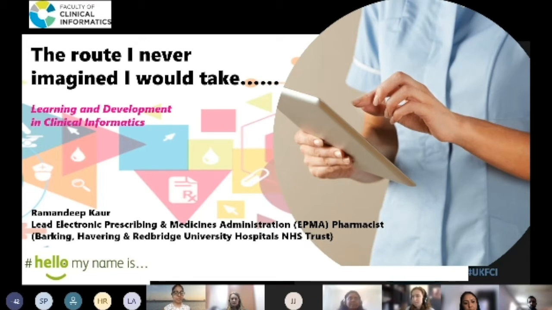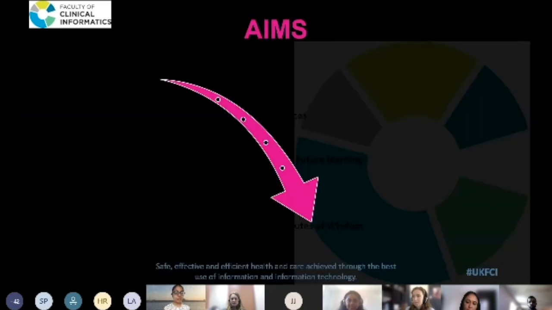Today's presentation will discuss the route that I never imagined I would take, and within this, the aims are to tell you about the reasons for taking those routes, how I progressed my learning, what I have done in the digital field, my experiences and challenges, my next steps for learning, and a few pearls of wisdom.